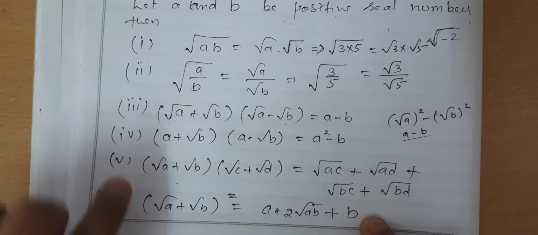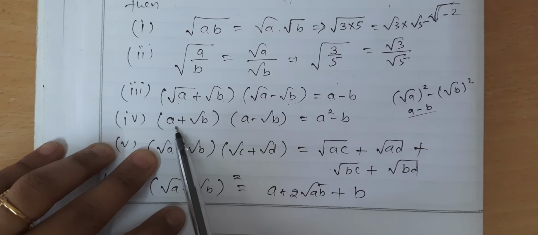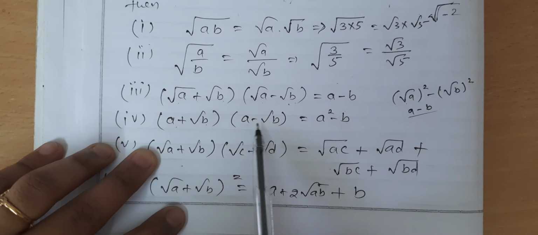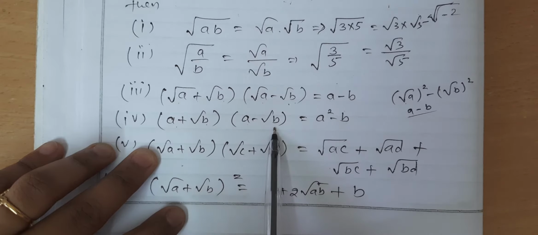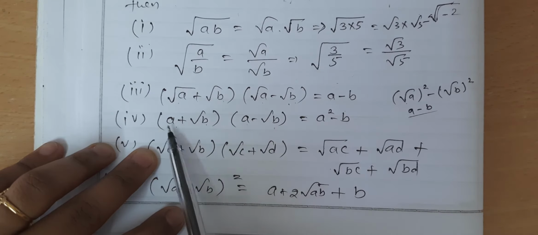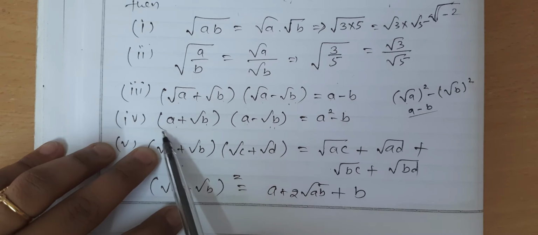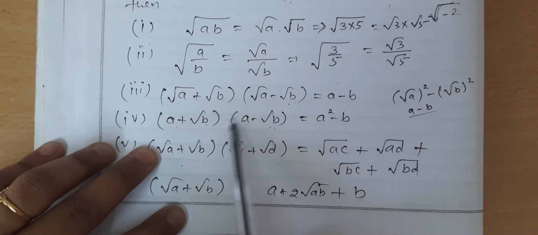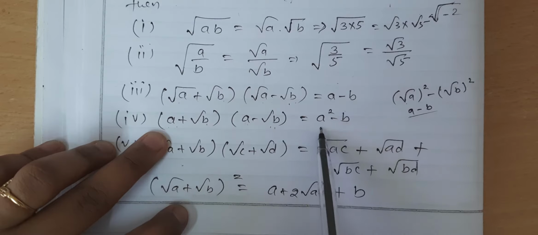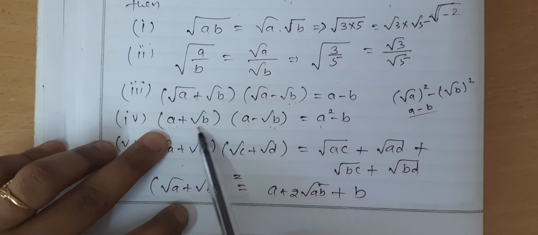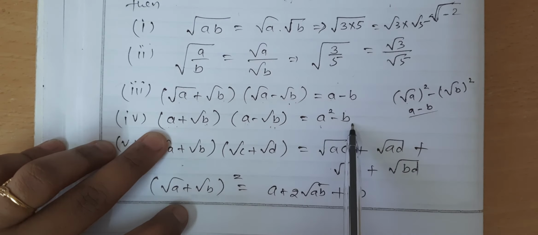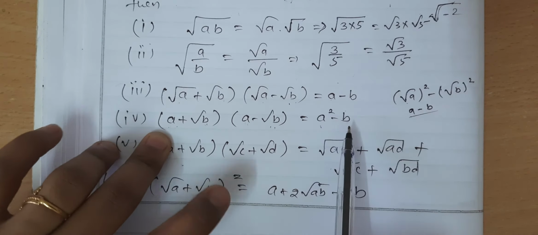The next is a plus root b multiplied by a minus root b. Here again we will use the same identity, (a plus b)(a minus b). So a square, be careful, here there is no root over here, we have simply a. So we will definitely get a square. And here root b square we will get, and root b square is b only.